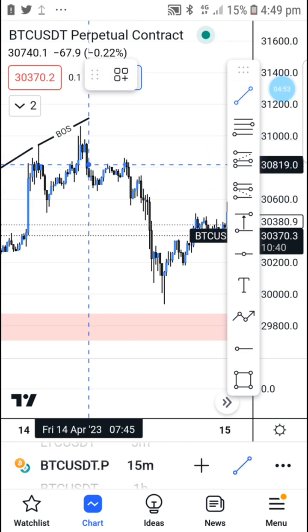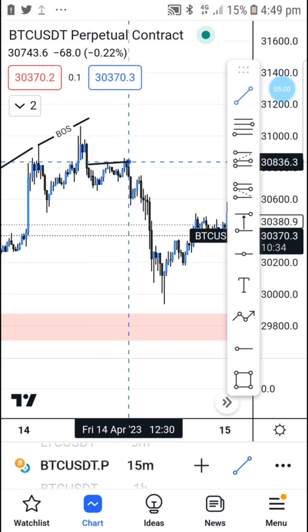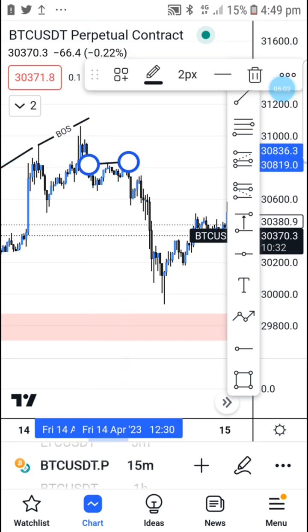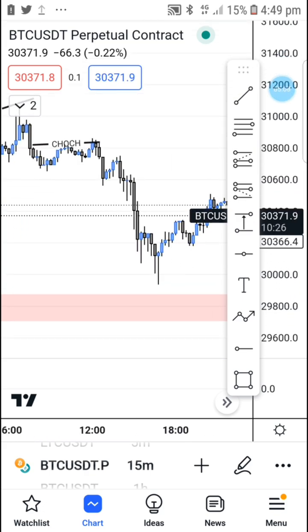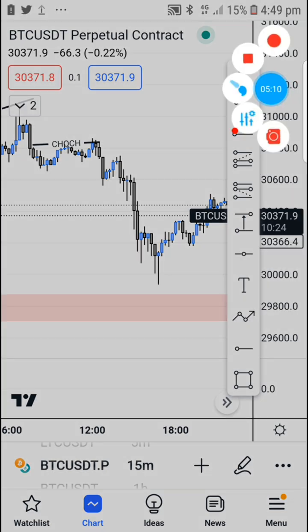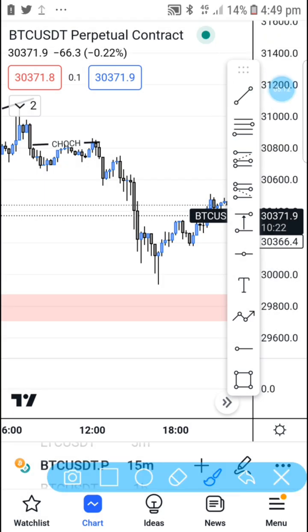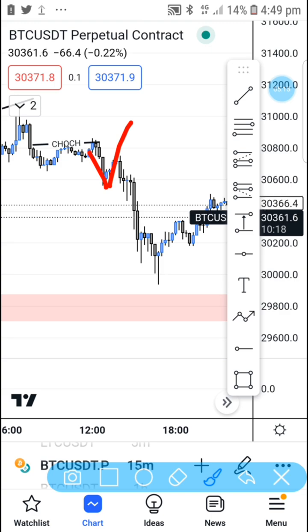Since it failed to create a new higher high, you can tag that place as CHOCH, change of character. And don't forget, I said when you get a change of character, you wait for a retest. So you see it came down, you get a retest, and it came up a bit. When it came up a bit, it fell massively. So that is just it.